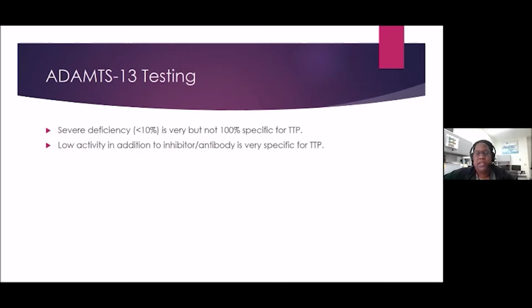So I mentioned 10%. I didn't just make that up. 10% is sort of the threshold for severe deficiency. With a lot of coagulation and hemostatic processes, you need a certain critical level of whatever enzyme or factor before you start to really have symptoms. And for ADAMTS13, that seems to be about 10% where you will see TTP. So if you have a low activity in addition to an inhibitor and/or antibody, that is very specific for TTP.